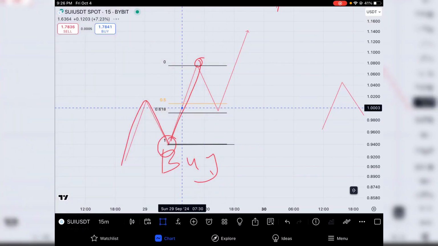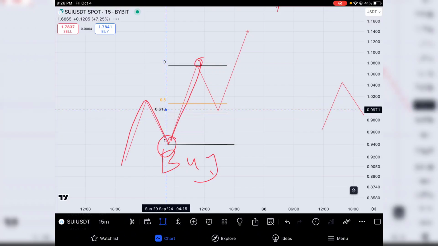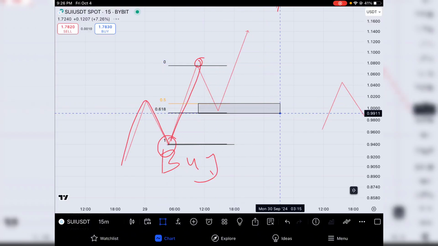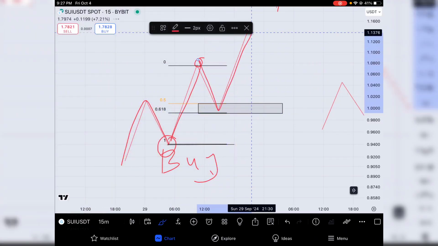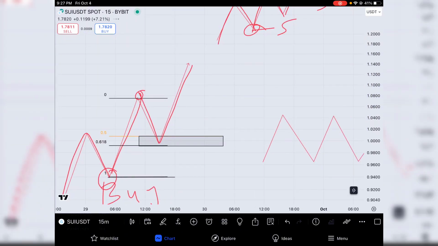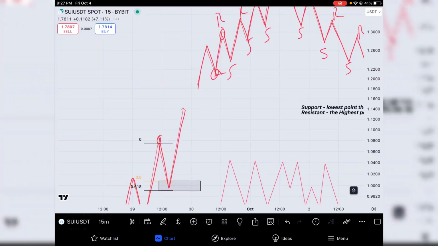Then I use my rectangular tool to mark this 0.5 and this 0.618. Just mark it like this. That was why the market came back all the way to this down here and had to go back up. That's how to use a Fibonacci tool. Use a Fibonacci tool in a trending market, the same way in a downtrend too.